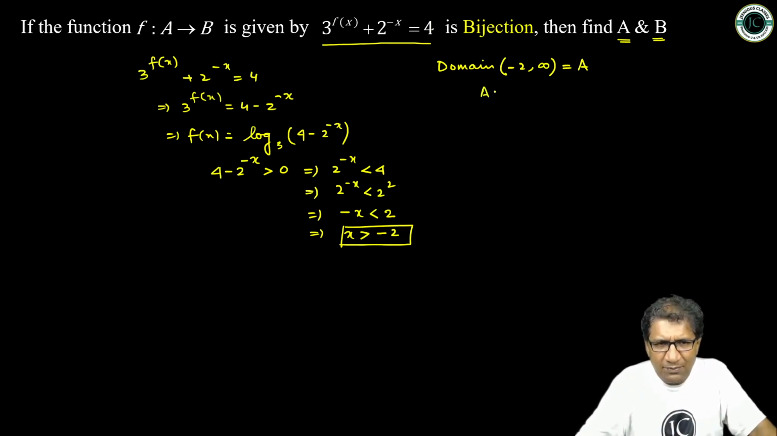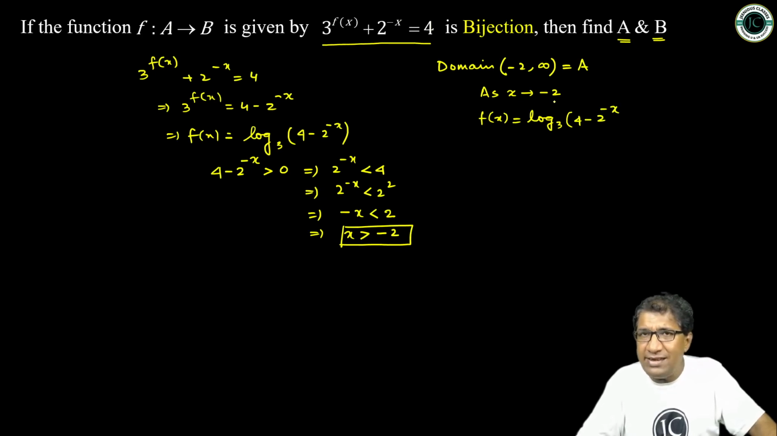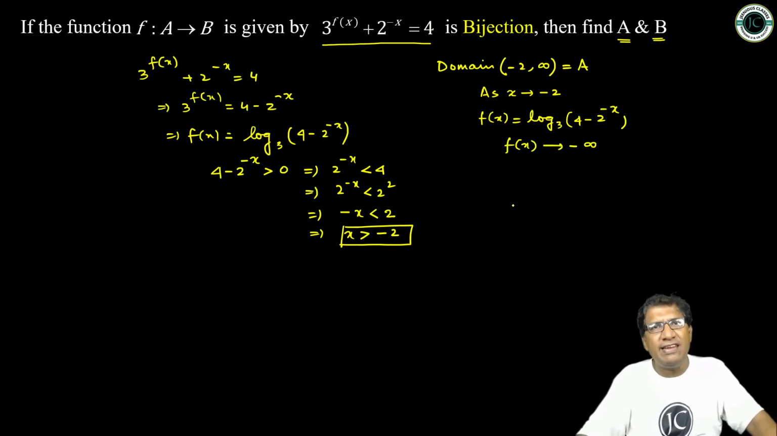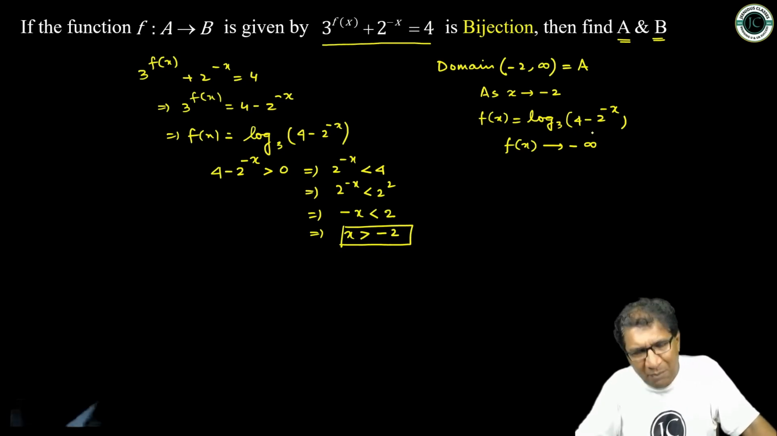Now, as x is tending towards minus 2, your f(x), which is log base 3 of (4 minus 2 to the power minus x), observe it very carefully, is tending towards minus infinity. Am I correct? Because as x is tending towards minus 2, 2 to the power minus x is tending towards 4. And 4 minus 4 is tending towards 0. And log 0 is tending towards minus infinity.